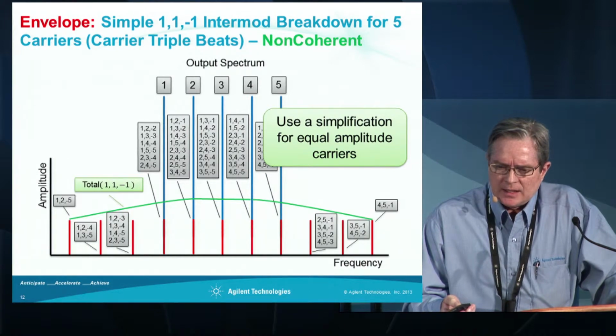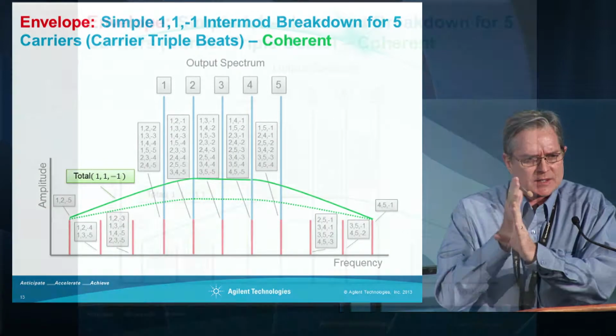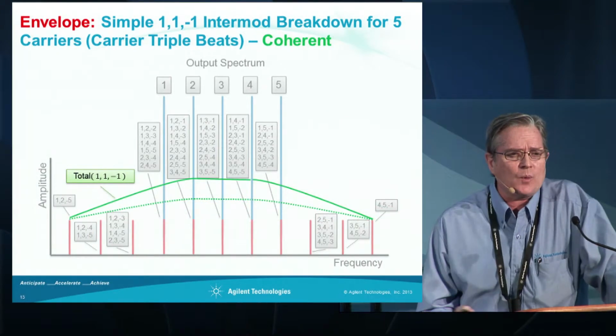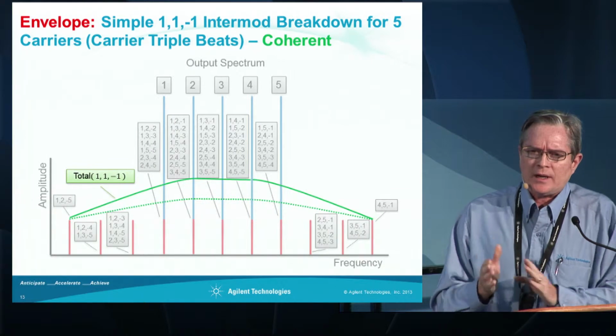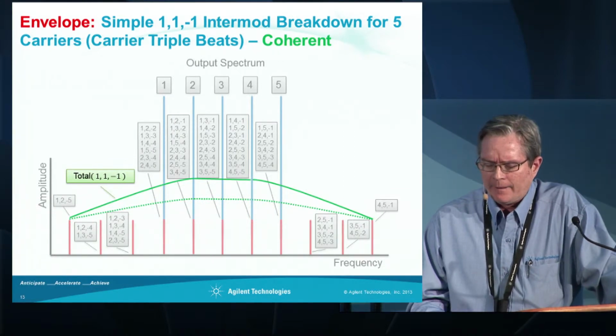If we were to look at the coherent case, where we made all the signals coherent so they have the same phase, then the composite triple beat gets a lot worse. And so you really want non-coherent carriers when you want to improve the intermod performance.